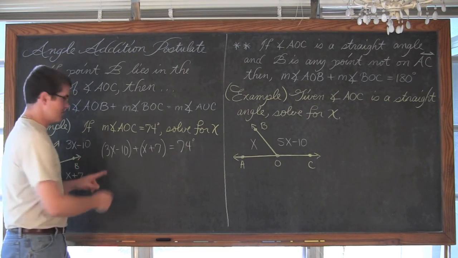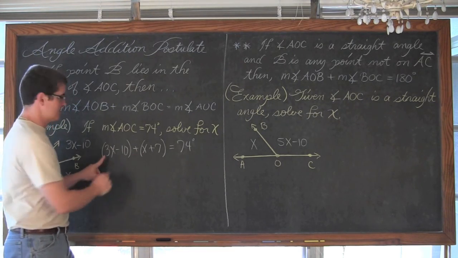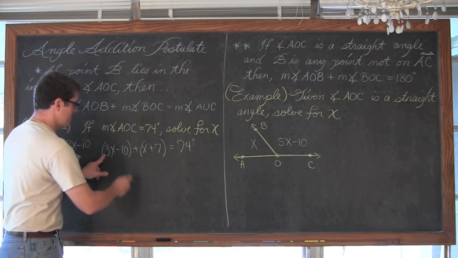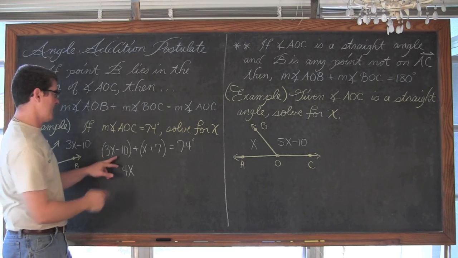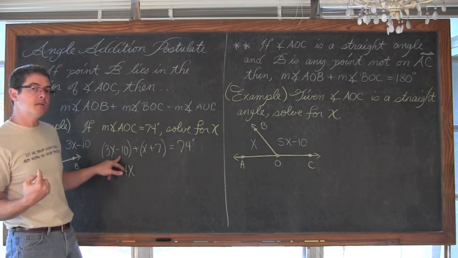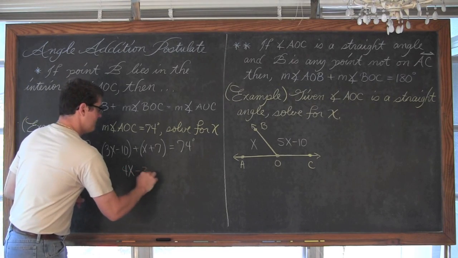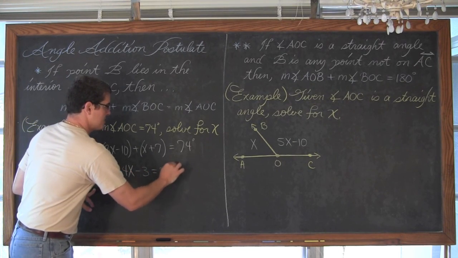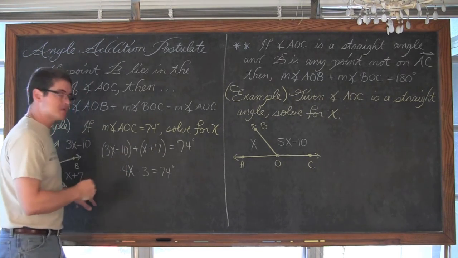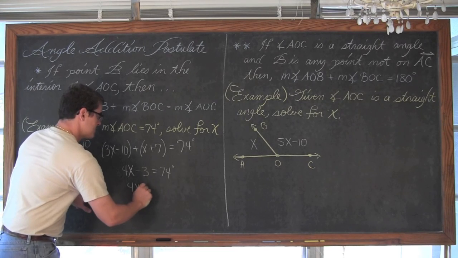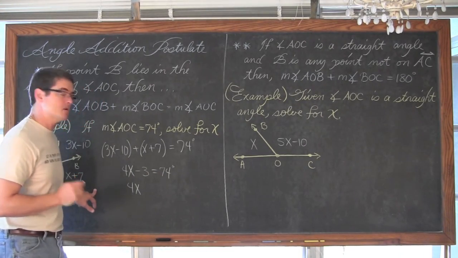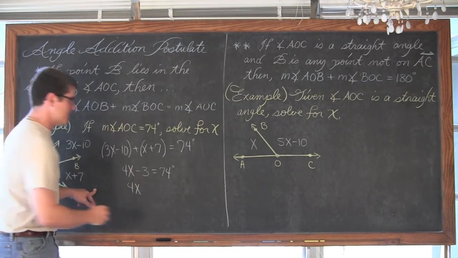We're going to add like terms. So we have 3x plus 1x, we're going to add the coefficients. 3 and 1 is equal to 4. So we have 4x and negative 10 plus 7, or 7 minus 10, is going to be equal to negative 3, and that's equal to 74 degrees. We're going to go ahead and add 3 to both sides, so we have 4x, adding that 3 to both sides, negative 3 plus 3 is equal to 0, and 74 plus 3 is equal to 77.